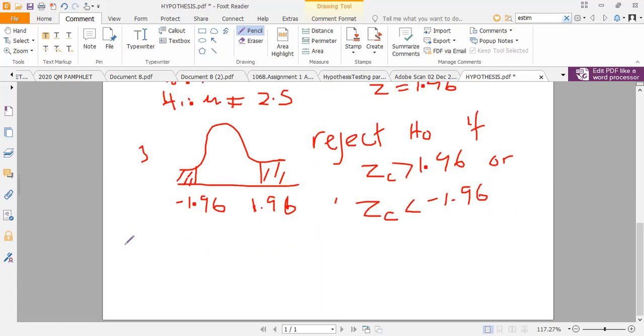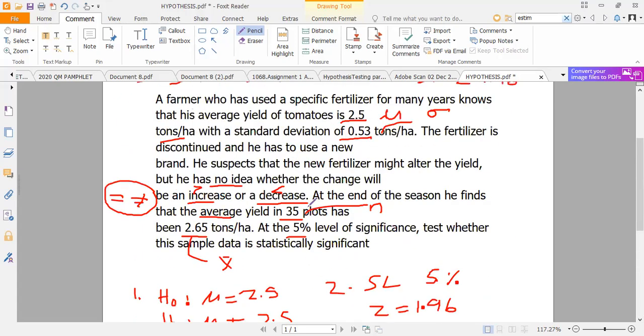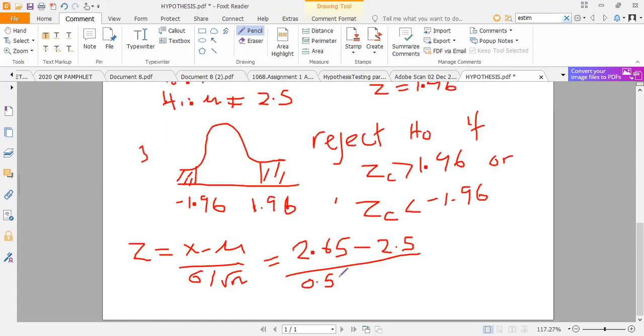Then the next stage is you get the Z. Z is equal to X bar minus what? Mu, over what? Standard deviation over square root of n. Our X bar was 2.65. Our mu was 2.5. Our standard deviation was 0.53. And our n was 35. What do you get?